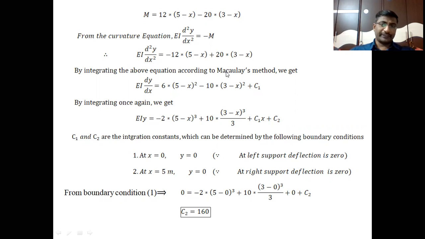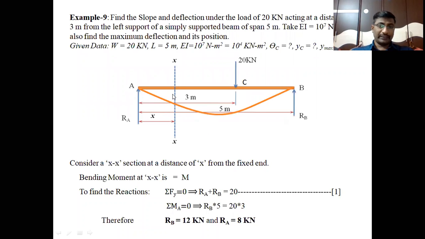Dear students, these are the two expressions, including c1, c2 values, which represent the slope and deflection expressions. So c1, c2 are the integration constants which can be determined by the following boundary conditions. Again, by substitution of boundary conditions, we can get c1, c2 values. So first boundary condition is at x is equal to 0. At x is equal to 0 means here we are taking x from the left support. So if x is equal to 0, the position of the section is A.